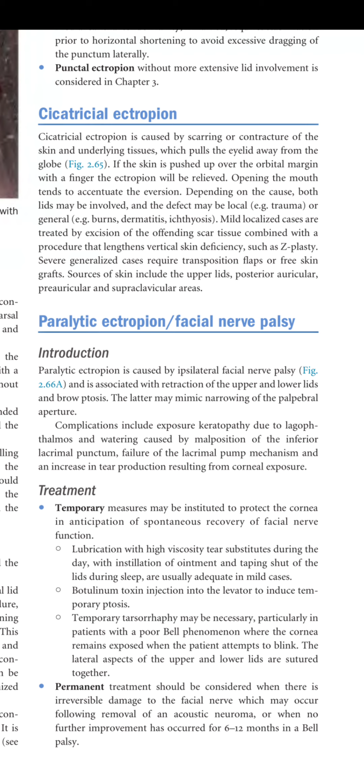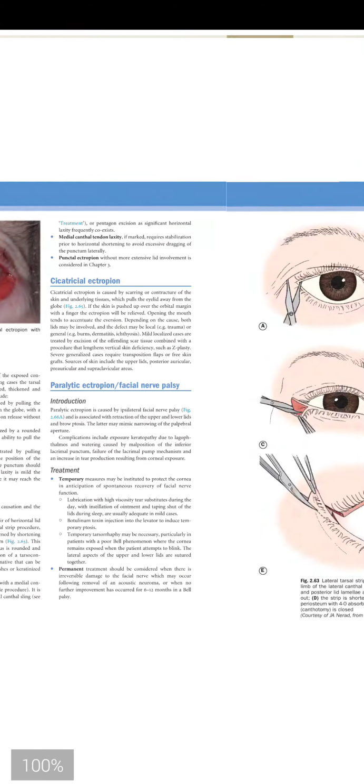So there are times when the facial nerve is permanently damaged, for example during parotid surgery or any other operation, where there is permanent trauma to the facial nerve. We can do permanent treatment as well. Permanent treatment should be considered when there is irreversible damage to the facial nerve, which may occur following removal of an acoustic neuroma, or when no further improvement has occurred for 6 to 12 months in a Bell's palsy.